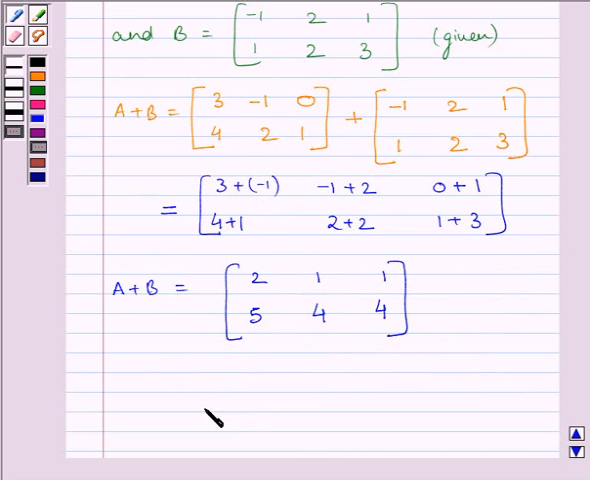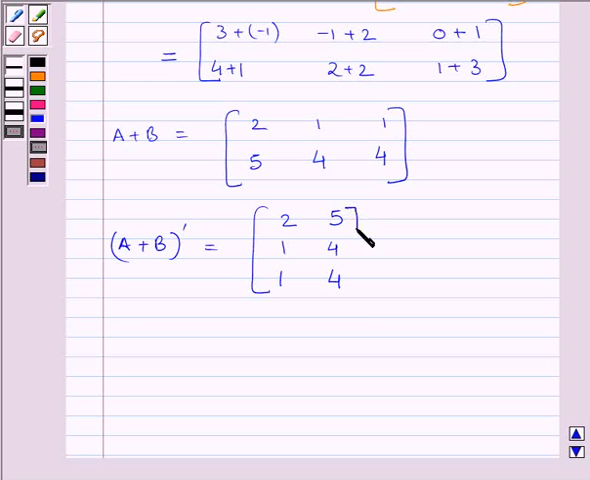Now let us find out A plus B whole transpose. We know A plus B whole transpose is equal to 2, 1, 1, 5, 4, 4. We have obtained A plus B whole transpose by interchanging the rows and columns of A plus B. The first row of A plus B is the first column of A plus B whole transpose, and the second row of A plus B is the second column of A plus B whole transpose.